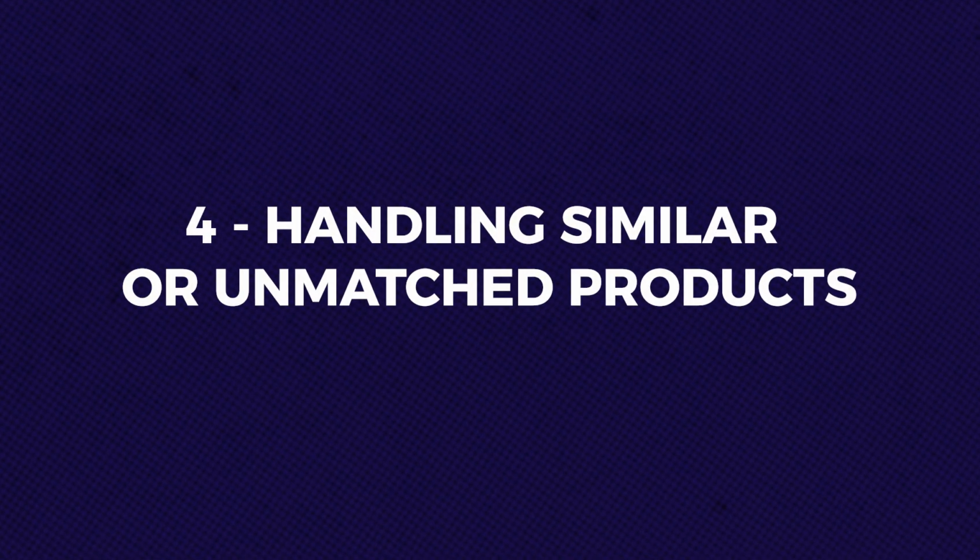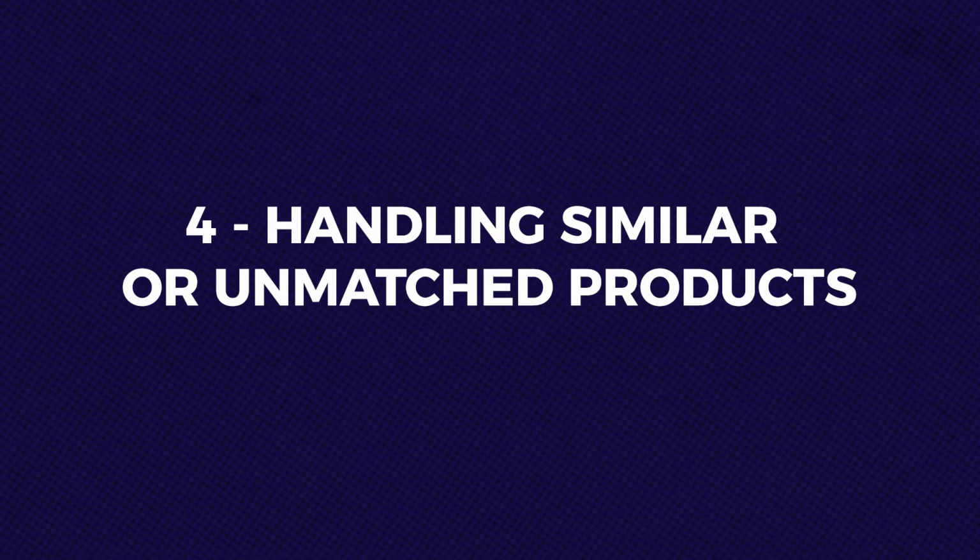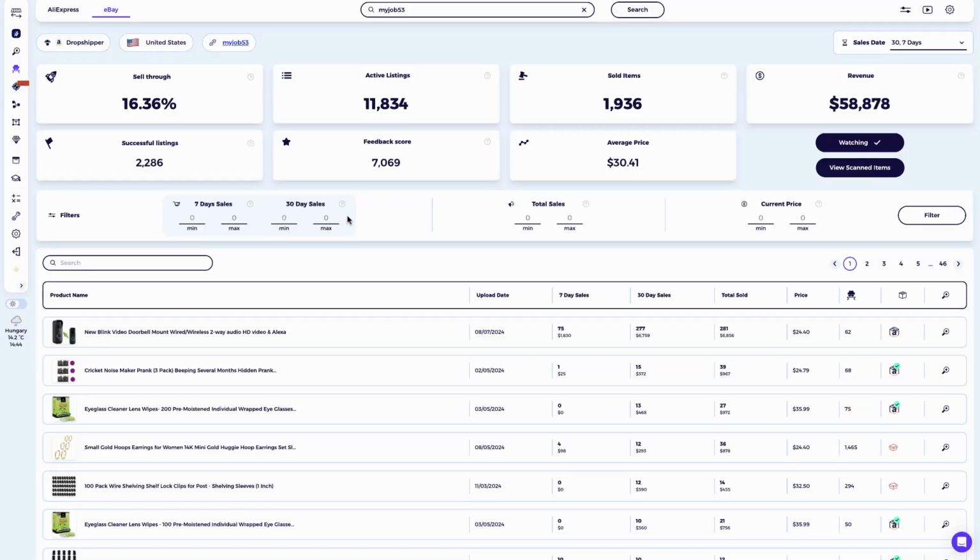Step 4, handling similar or unmatched products. Now that we have covered what to do when the Item Finder finds the exact product from Amazon, if you get a similar match, you will need to review the product details. If the quality and price match your standards, it could be a great alternative to list. If no match is found and the box turns red, don't skip it. That's often a sign the seller is using a hidden source, and that usually means higher margins and lower competition.